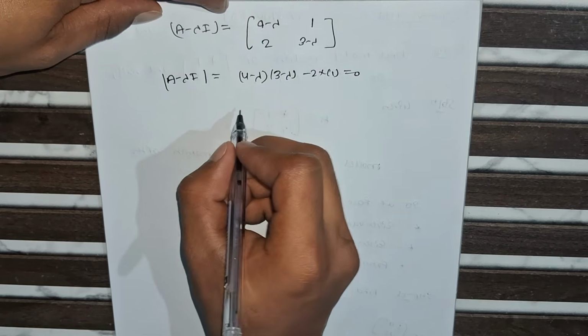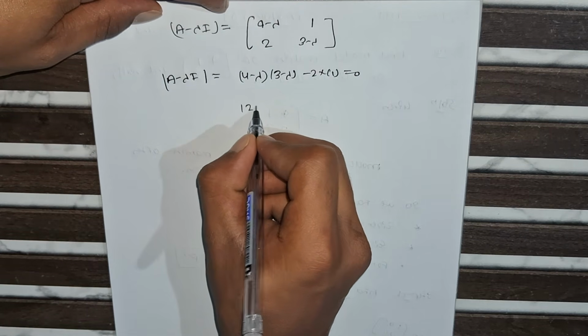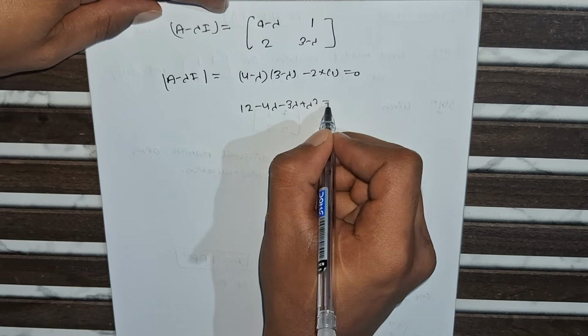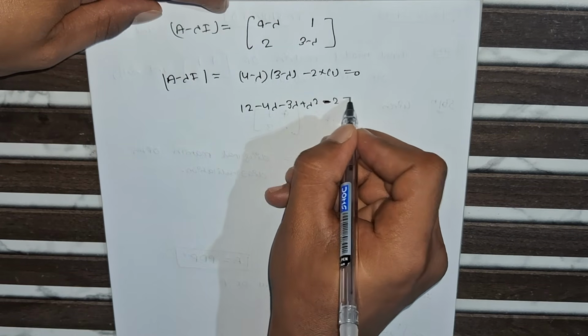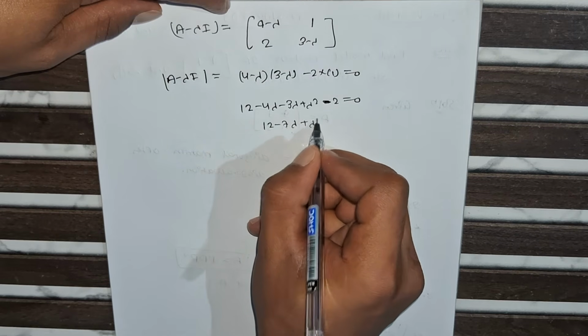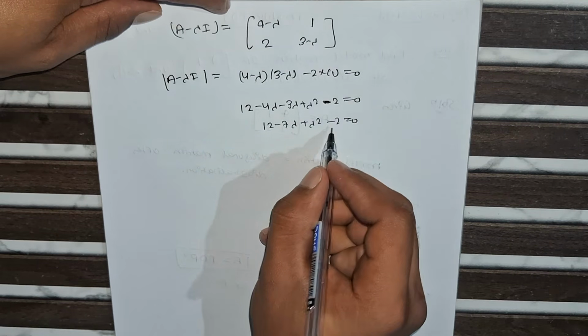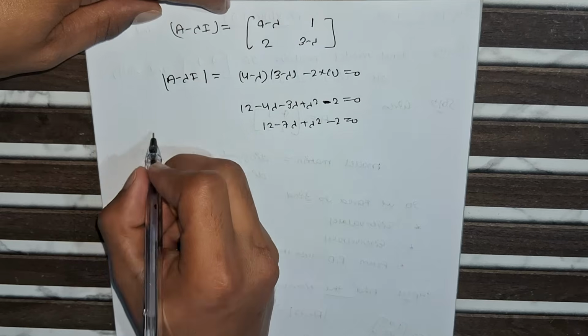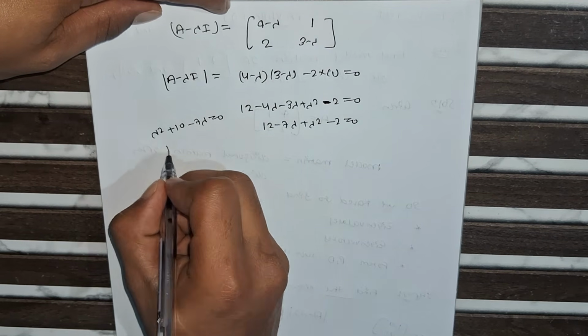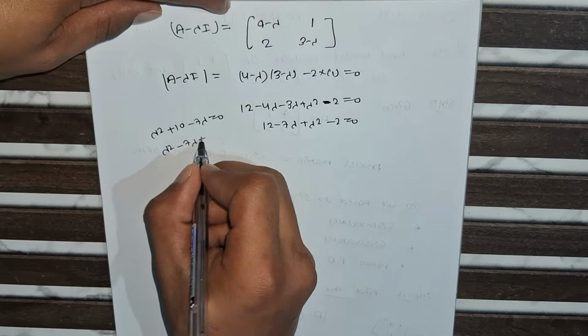So let's solve it. This is 12 minus 4 lambda minus 3 lambda plus lambda square, sorry, minus 2, which equals 0. So this is 12 minus 7 lambda plus lambda square minus 2 equals 0. So minus 2 plus 12 is 10. So lambda square plus 10 minus 7 lambda equals 0. So lambda square minus 7 lambda plus 10 equals 0.